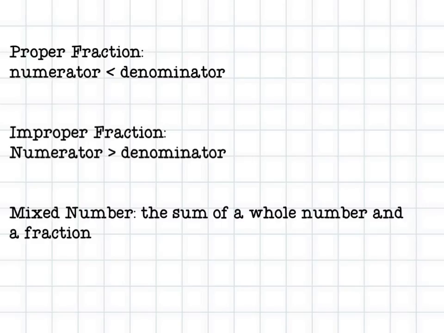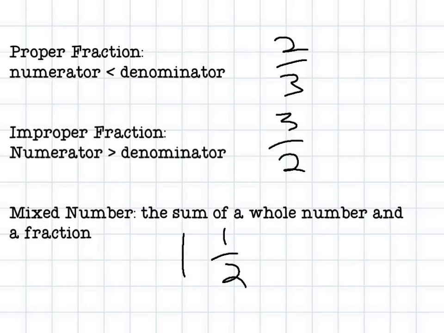Now there are 3 types of fractions. We have proper fractions where the numerator is less than the denominator. We have improper fractions where the numerator is greater than the denominator. And we have mixed numbers, which are the sum of a whole number with a fraction. Examples of each: 2/3 would be a proper fraction, 3/2 would be an improper fraction, 1 1/2 would be a mixed number.